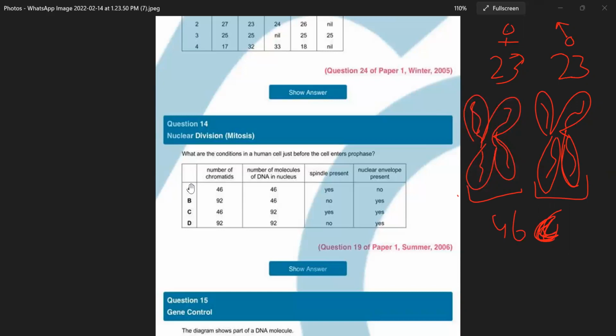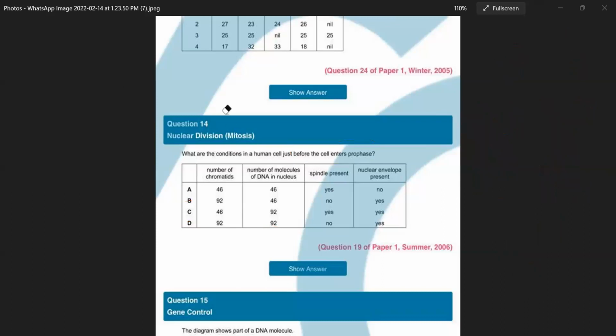Then how many chromatids do I have? 92. So either B or D. Then the number of DNA molecules is equal to the number of chromatids, so I have 92 again, right? Will I have spindle present in prophase? No. And will the nuclear envelope be present? Teacher, I think it's cytokinesis. No, cytokinesis is the last one. It's G2, interphase. Yes, interphase. Correct. Wonderful, Aruba.